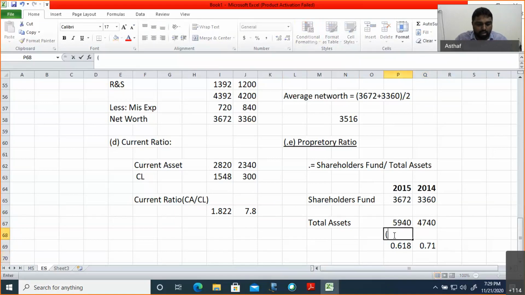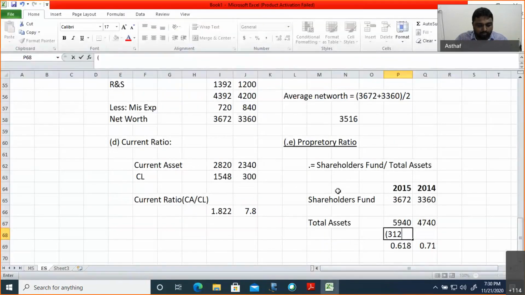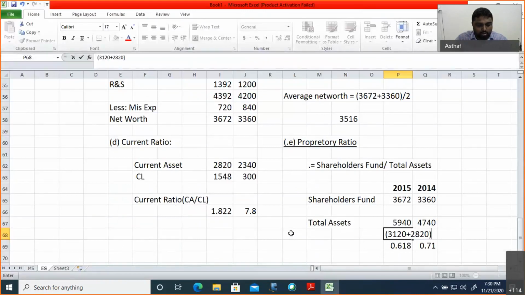Don't worry. Total asset breakup is 3120 plus 2820. 3120 plus 2820. You can copy. Okay, so I hope you got the breakup also. Copy fast.